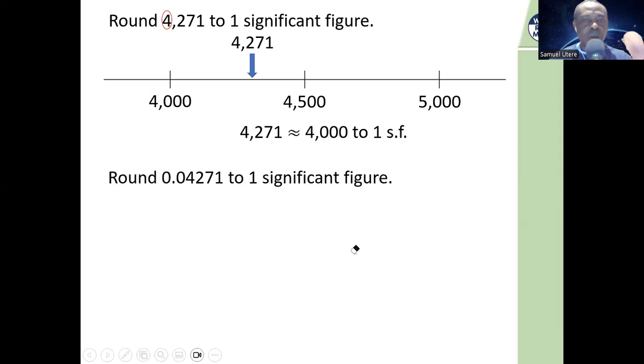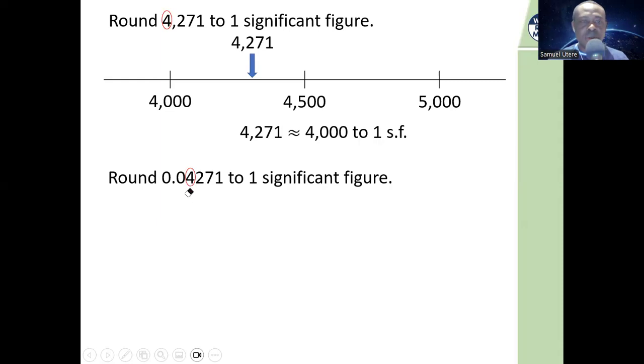Okay. What about this one? What is different? Well, not much. The thing is, the 4 has now changed its place value. So here, the place value of the 4 is in the hundreds. It is the first non-zero digit.